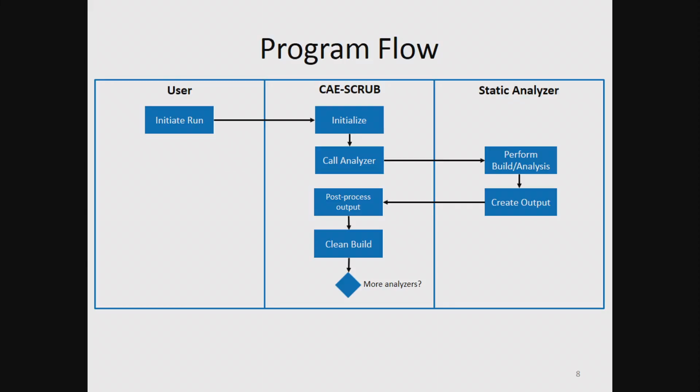Then we get to our decision point. If there are more analyzers, we loop back up and repeat that whole process again until we've made it through all our analysis. At this point, you have initialized your peer review and you can perform that human part of the peer review.